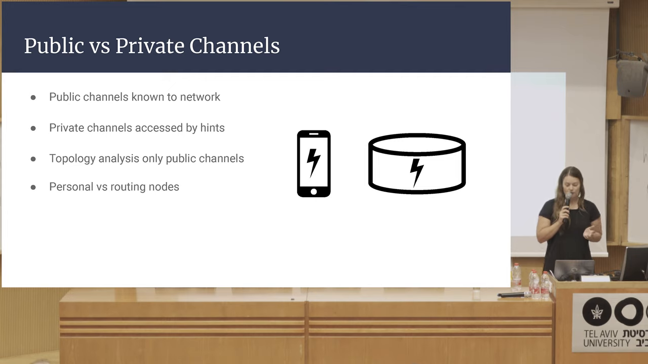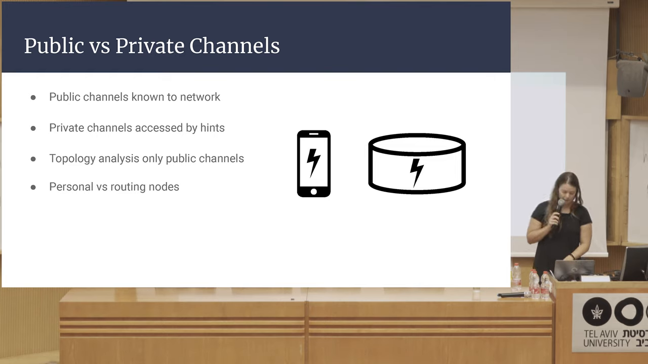Another thing in the Lightning Network, which is an interesting distinction to touch on, is that between public and private channels. So public channels are known to the network. They're announced on the gossip protocol using something called a channel announcement. And this announcement is agreed on by both of the nodes in the channel. So this means we intend for other people to use this channel, we intend for them to route through it, and we hopefully intend to earn some fees from it.